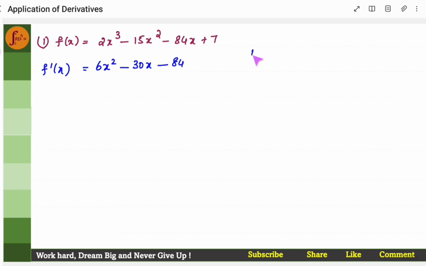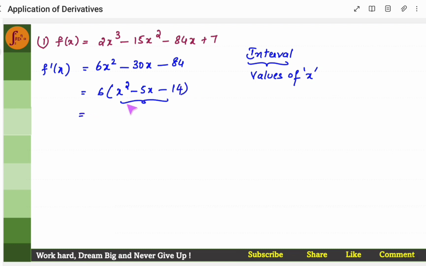Now I have to find the interval. Right? I have to find interval when it is increasing and interval when it is decreasing. So if I have to find the interval, I have to find the values of x. Let me take 6 common here. X square minus 5x minus 14. Now I have to find the roots, or I have to find the values of x.